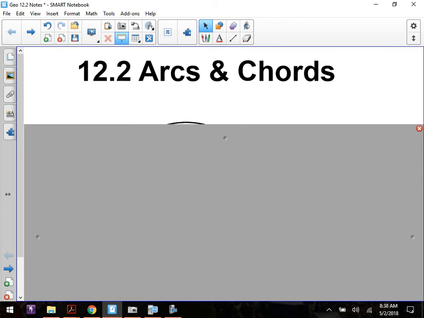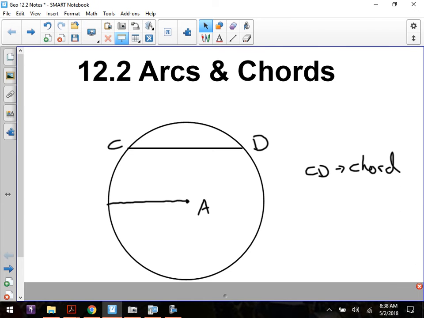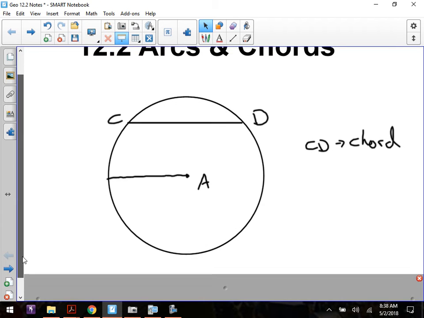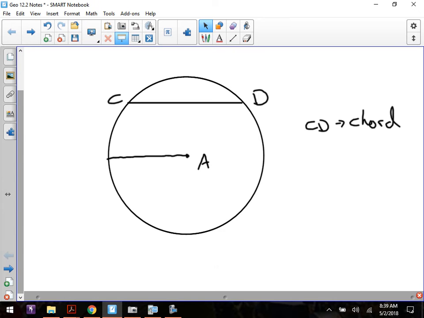The more I look at my notes, I think we'll probably be able to get through chords in a day and then spend more time on inscribed angles and things like that.